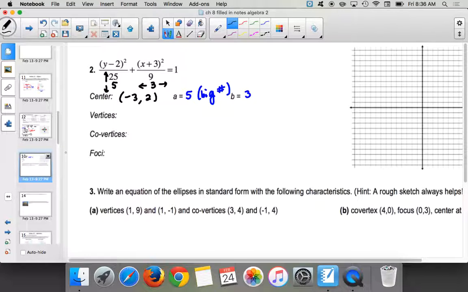Okay, so we're going to start at -3, 2. And from that center, I'm going to go up and down 5 and right and left 3. So I'm going to go up 1, 2, 3, 4, 5. I'm going to go down 1, 2, 3, 4, 5. Right and left 3. And we create an ellipse shape.